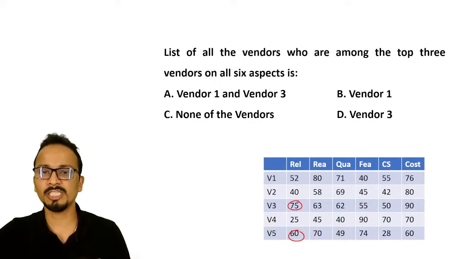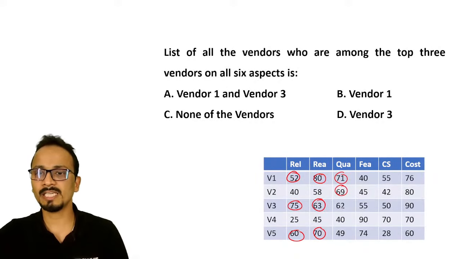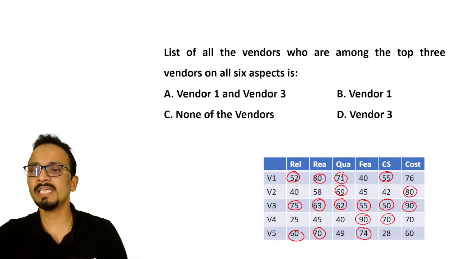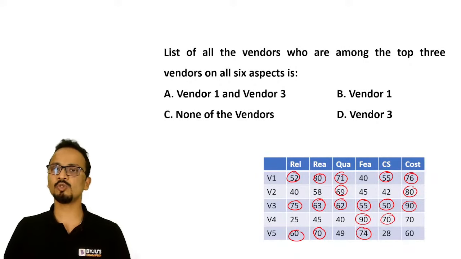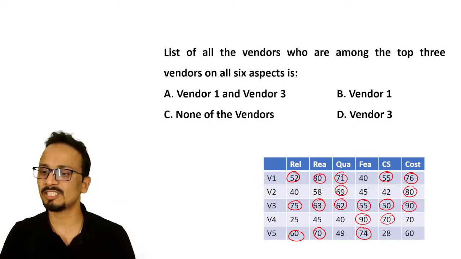75, 60 and 52, 80, 70 and 63. For quality, it is 71, 69 and 62. For features, it will be 90, 74 and 55. For customer service, it will be 70, 55 and 50. And for cost, it will be 90, 80 and 76. A list of all the vendors who are among the top 3 vendors in all 6 aspects.